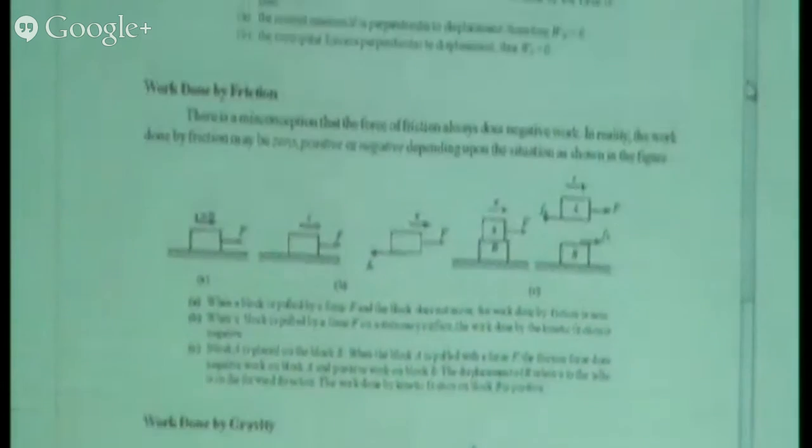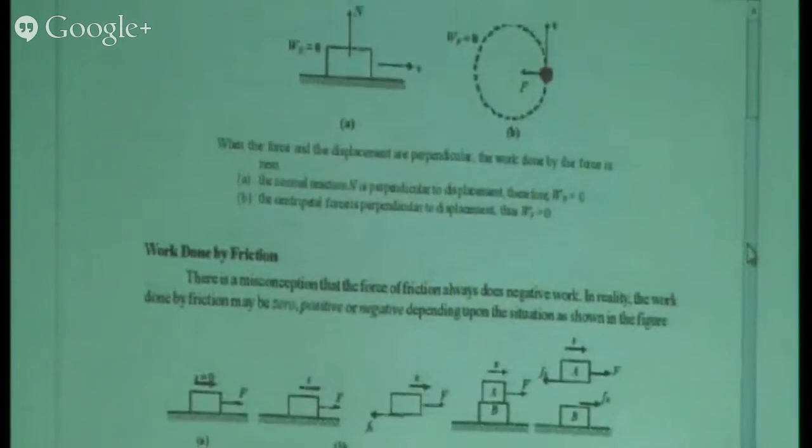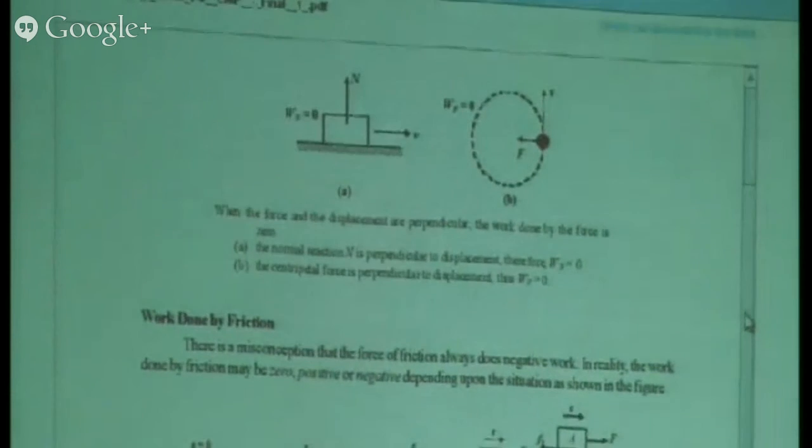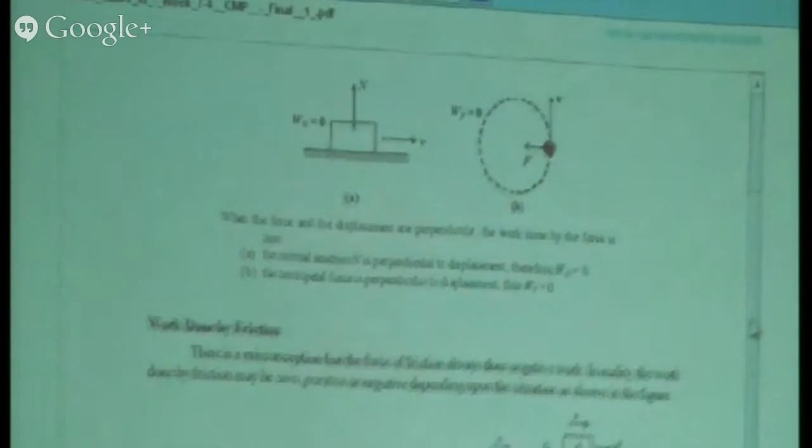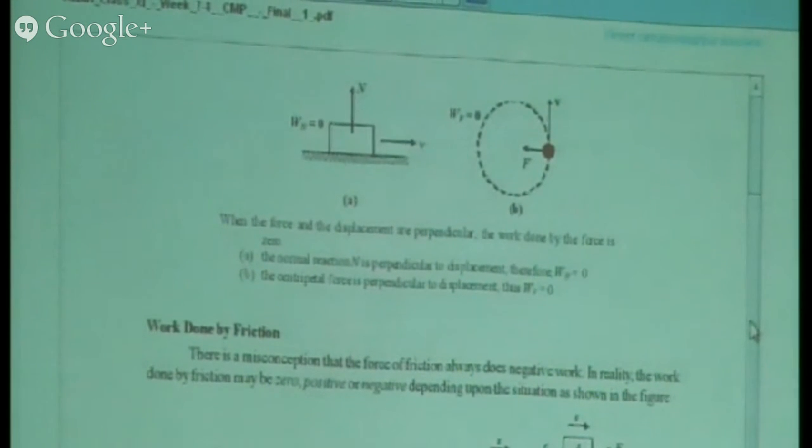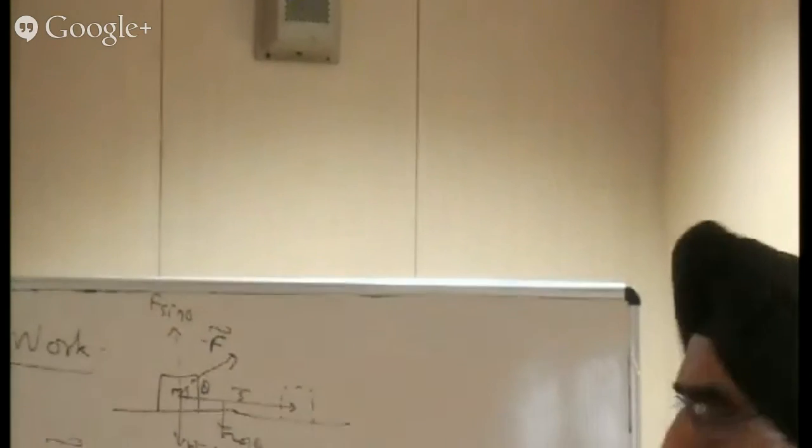Now these two are the cases when the force and the displacement are normal to each other and the work done is zero. One case is the work done due to normal force, and the other case is when a body is moving in a circular motion. When something is moving in a circular motion, the displacement at every point is tangential to the circle, whereas the centripetal force is always radial. So both make an angle of 90 degrees with each other and the work is always zero.